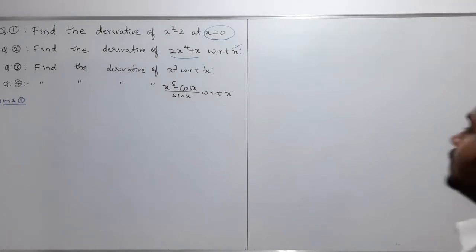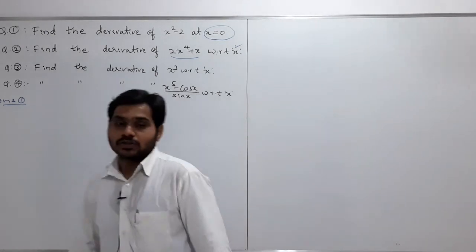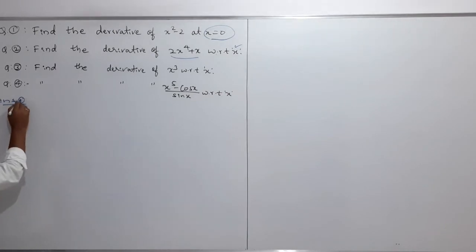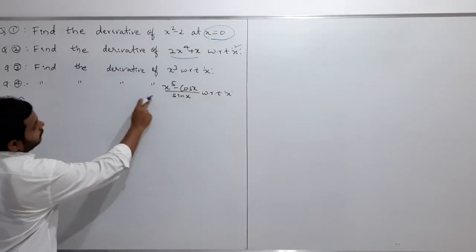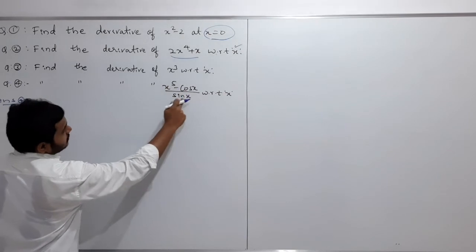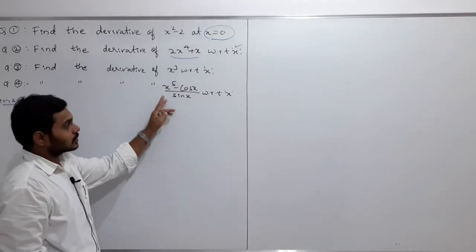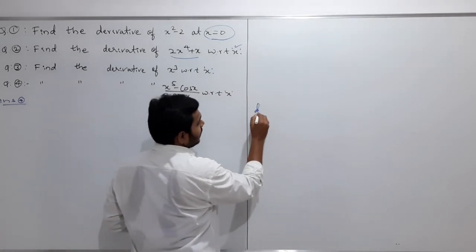Yes. Now we'll solve the fourth question, my dear students. So what is the fourth question here? Find the derivative of x to the power 5 minus cos x, whole divided by sin x, with respect to x. To calculate this one, already I told you that we are going to use the quotient rule.